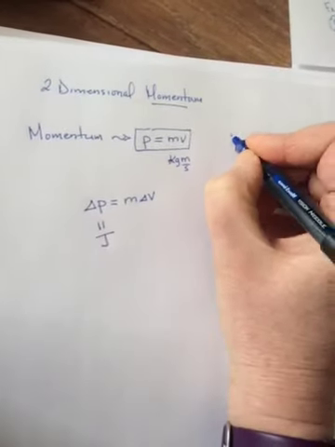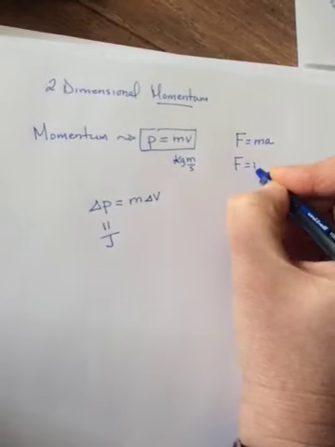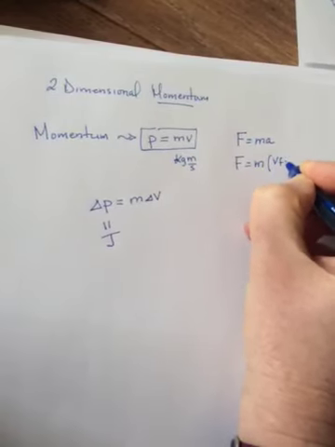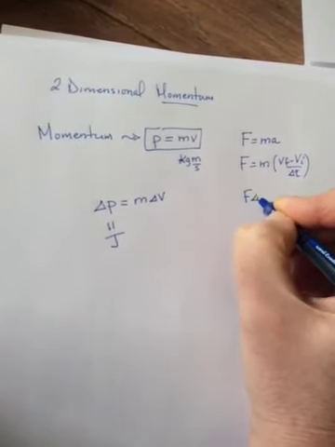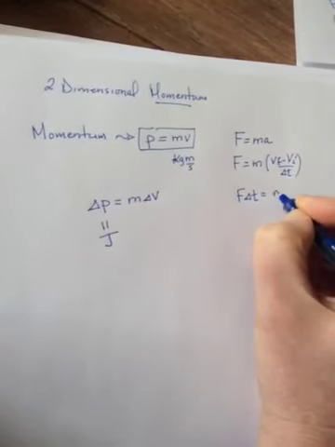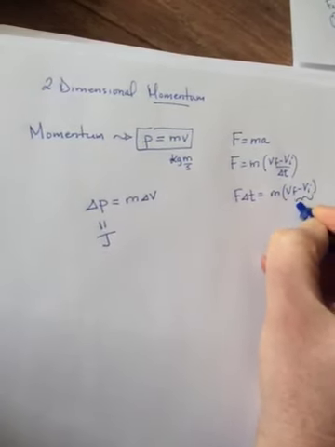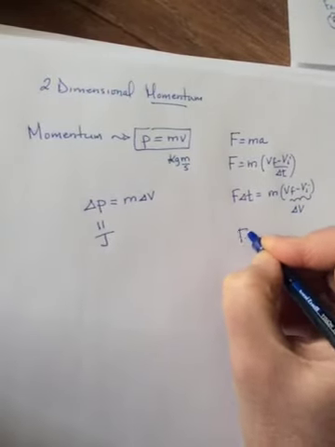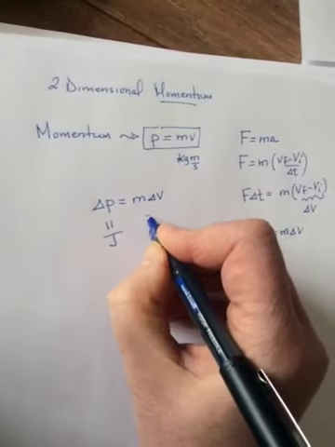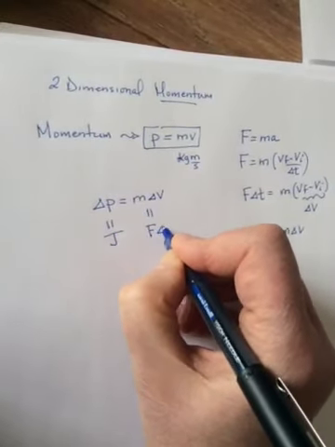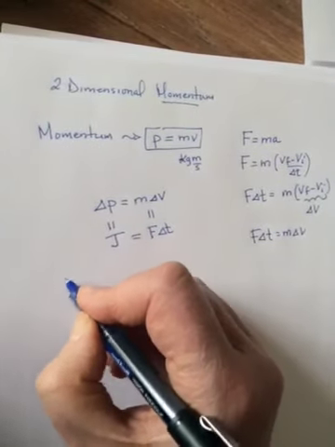And if we think of Newton's second law, F equals ma, we know a equals Vf minus Vi over delta t. So if we multiply both sides by delta t, we get F delta t equals m (Vf minus Vi). But the Vf minus Vi is really just delta V. So we get F delta t equals m delta V. Well, here's our m delta V, so it must be equal to F delta t. And it is, and we call this F delta t impulse.